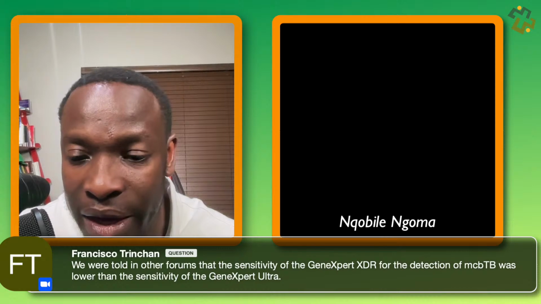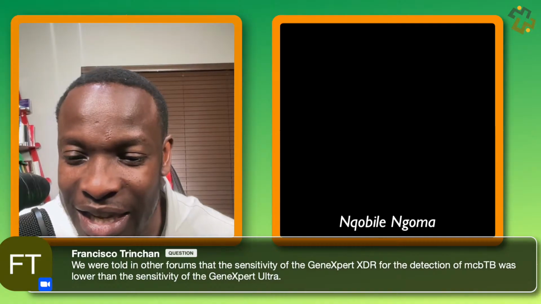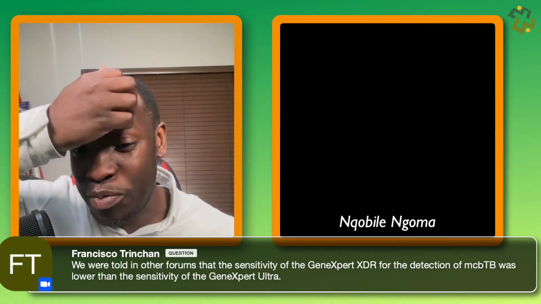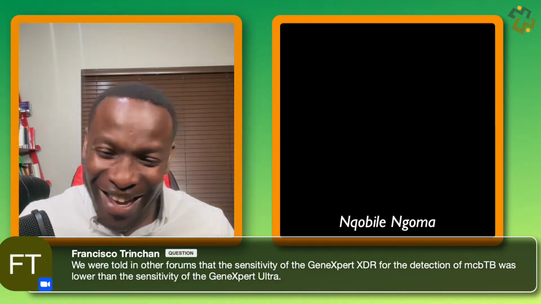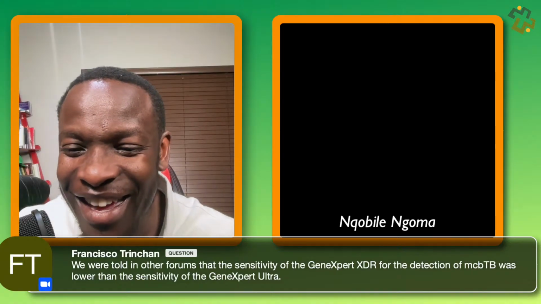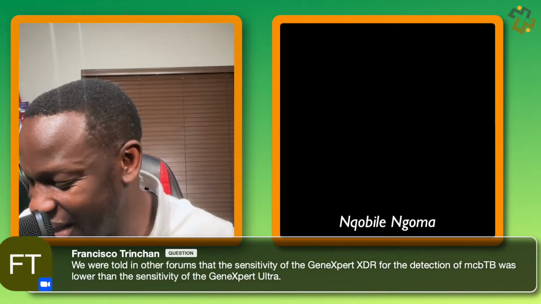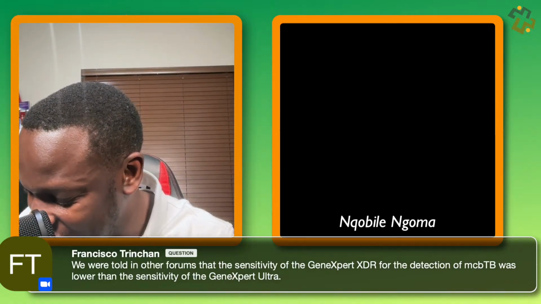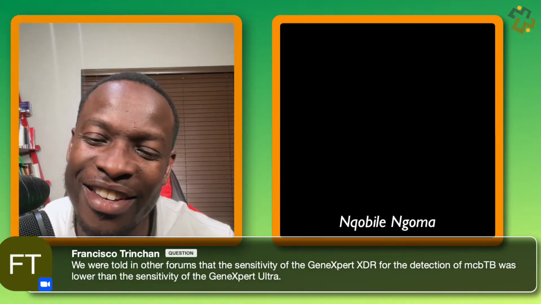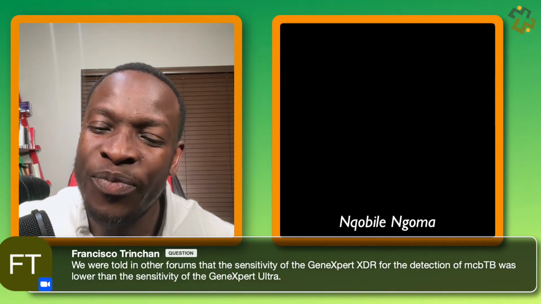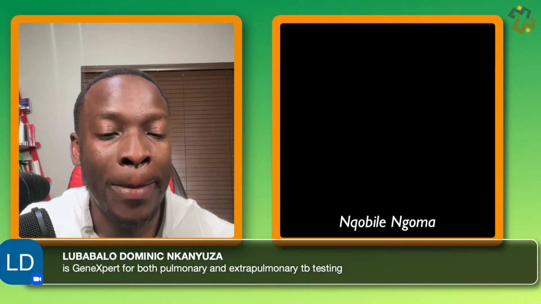I don't know if Nqobile is back to respond to some of the questions. Yes, I understand. Basically, you are saying it right. I think it's according to the purpose. So the GeneXpert XDR is for XDR, not for primary TB diagnosis. The first line, we say, is Xpert MTB/RIF Ultra. So that one is not meant for that purpose. It's mainly for drug resistance, and it's a reflex test, the way you said.